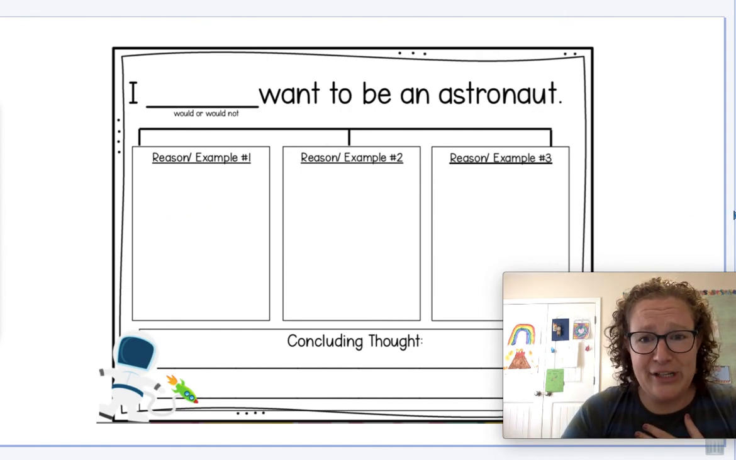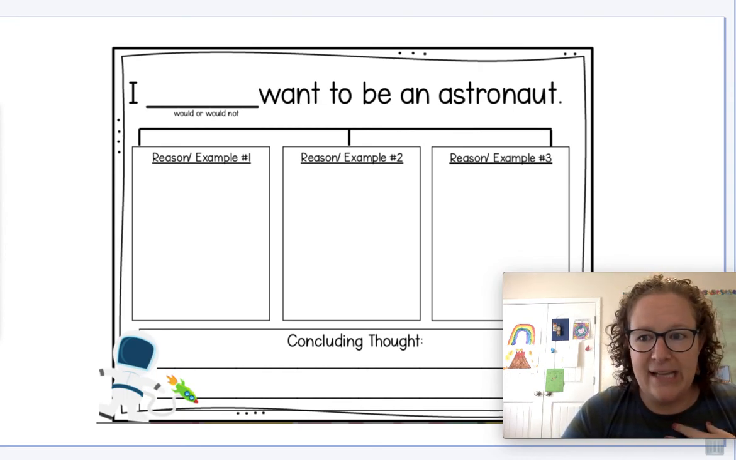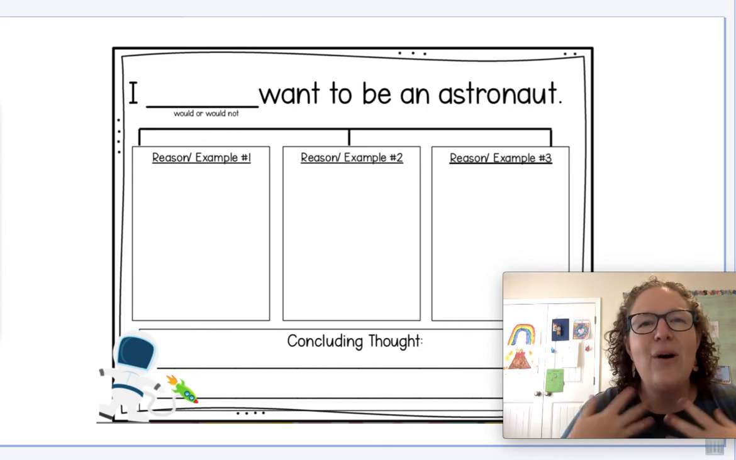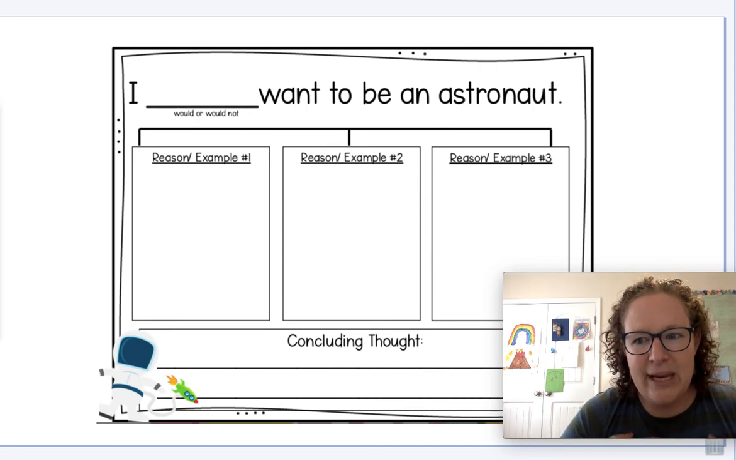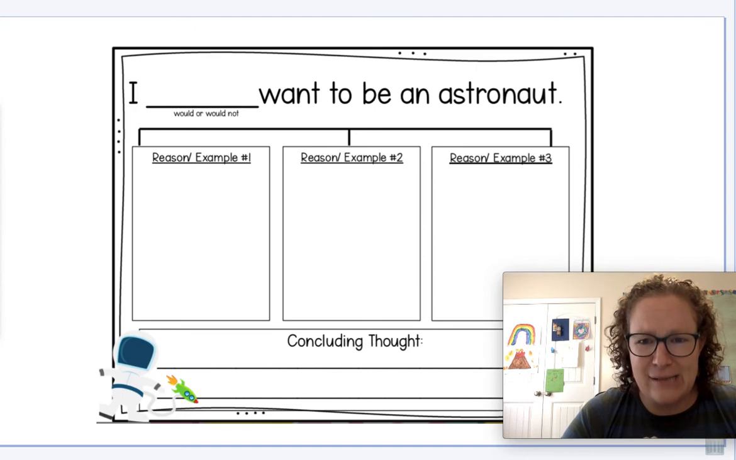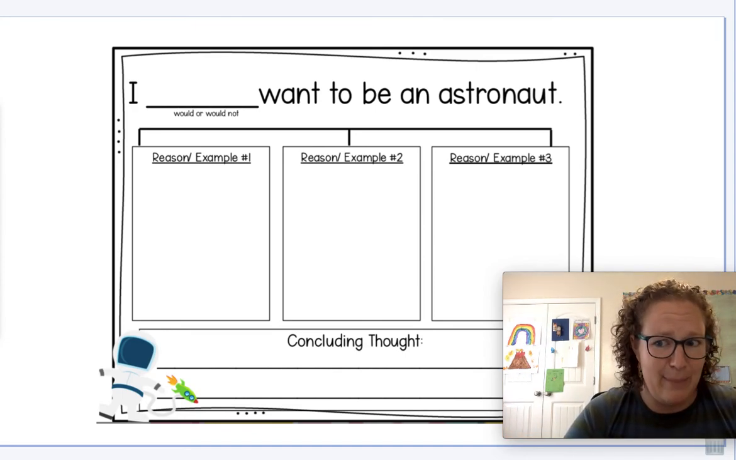So I'm going to show you how I can use this tree map or flow map or flea map to help organize my thoughts. Now, because I really want you to use your own schema and your own opinion, Miss Lodato is going to choose to write about something else instead of an astronaut. But you can get the idea of how I used my thinking map to brainstorm, and then tomorrow you're going to see how I can use my thinking map to write my paper.